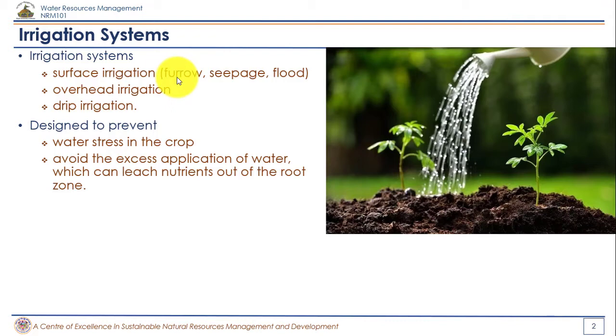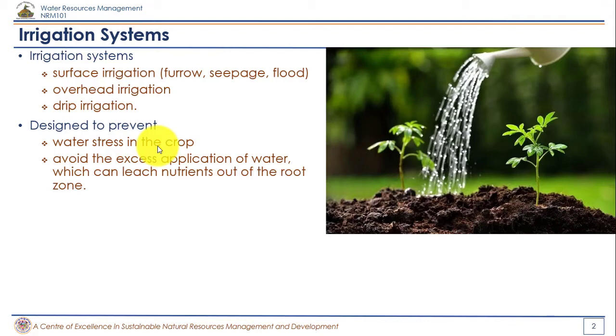The main purpose of irrigation is, number 1, that we need to avoid water stress in the crop. Sometimes with the lack of proper water supply to the crops, the crops get stressed from the lack of water. So we want to prevent that water stress. We want to supply water for those crops to reduce the stress.